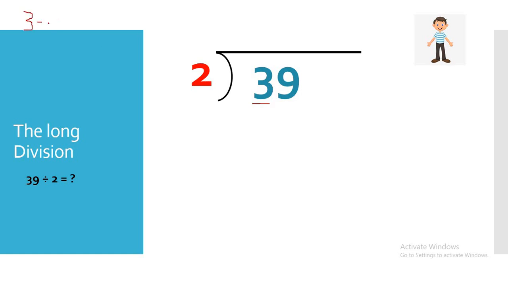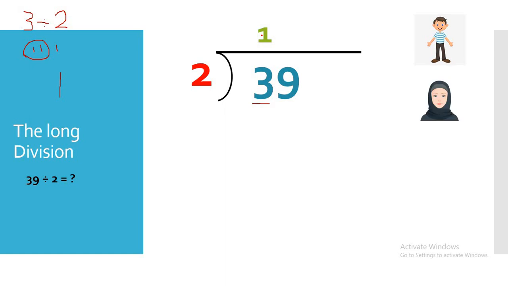If we have 3 counters divided by 2, how many equal groups of 2 can you make if you have 3? Let's see. 1, 2, 3 counters. This is the first group of 2. And can we make another group of 2, grade 4? Of course, no. So we can make only one equal group. We write the answer above the tens, exactly above the tens. When we divide, we write the answer up.